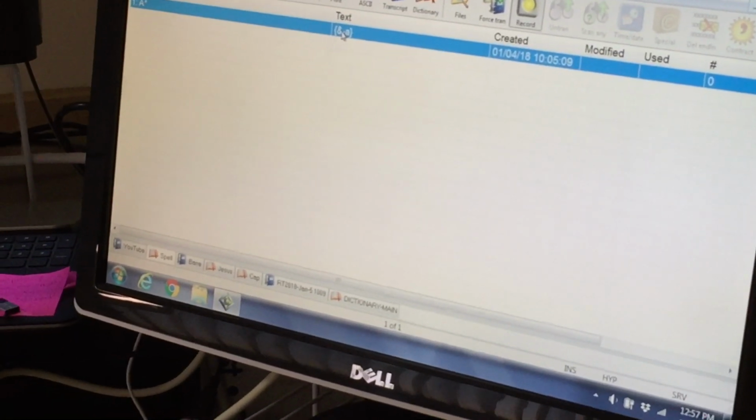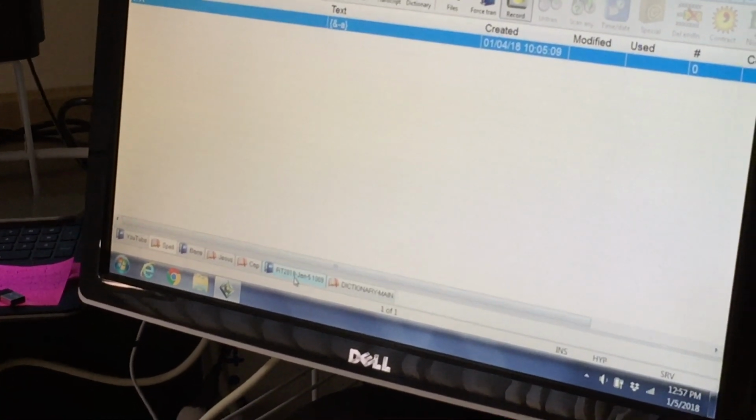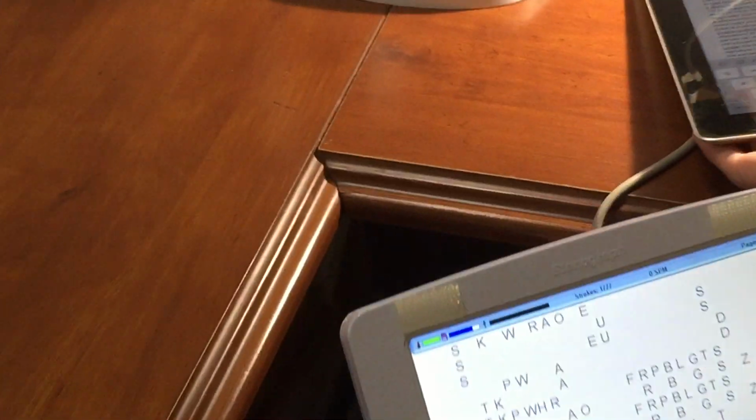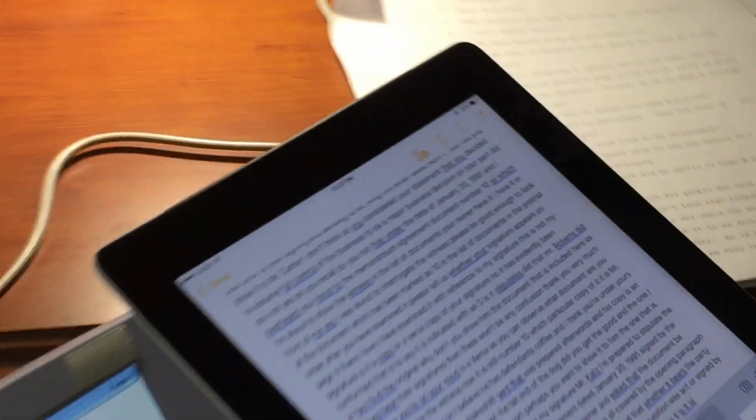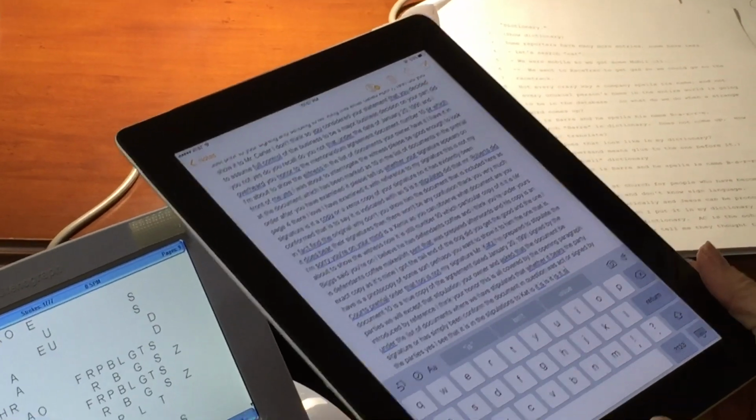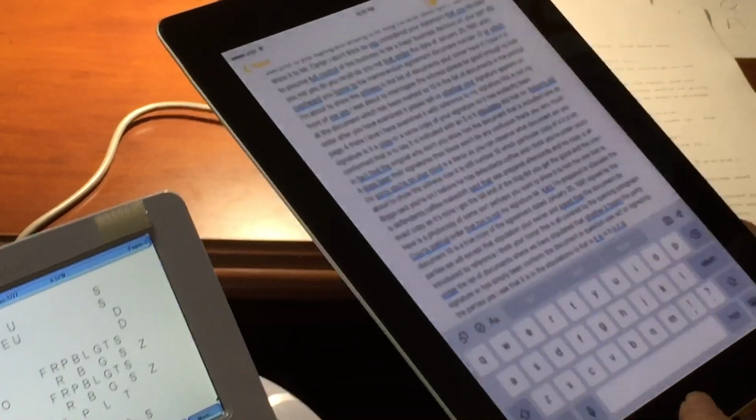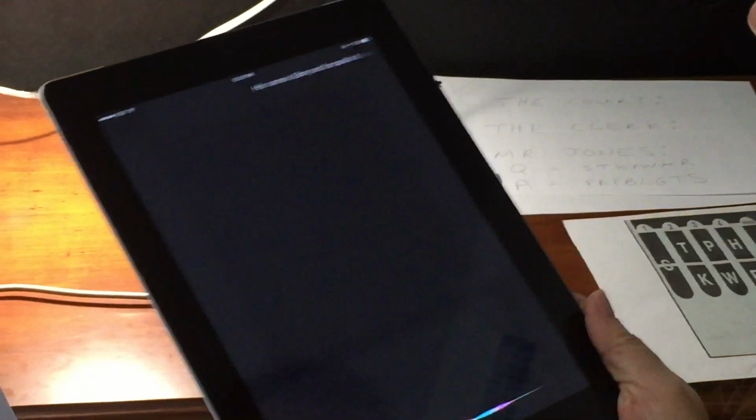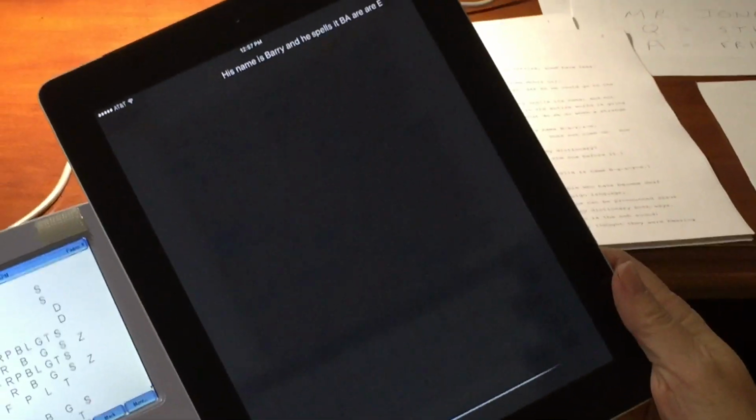So people say court reporting is archaic. Why don't you just use voice recognition? So I'll try that with, his name is Barry and he spells it B-A-R-R-E. I'm not sure I understand. So that's voice recognition.